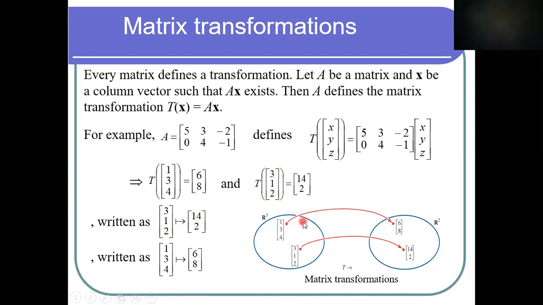In that case, we can say this is the domain, and the domain consists of R3. It means each and every element is a three-tuple, and the codomain, which is R2, means each and every element is a two-tuple under this transformation. So this is one of the geometrical interpretations: how your three-dimensional space is mapped onto two-dimensional space.